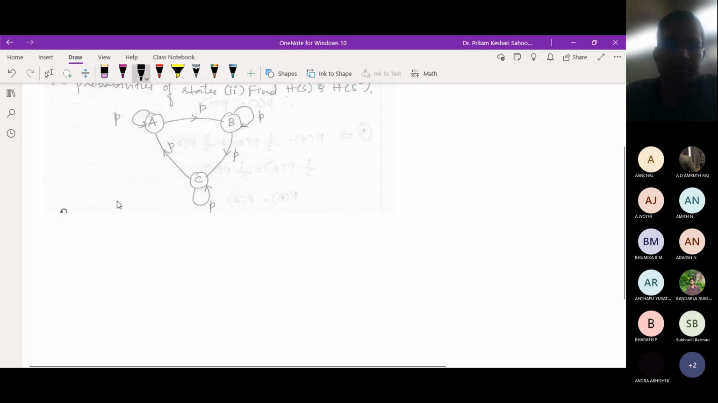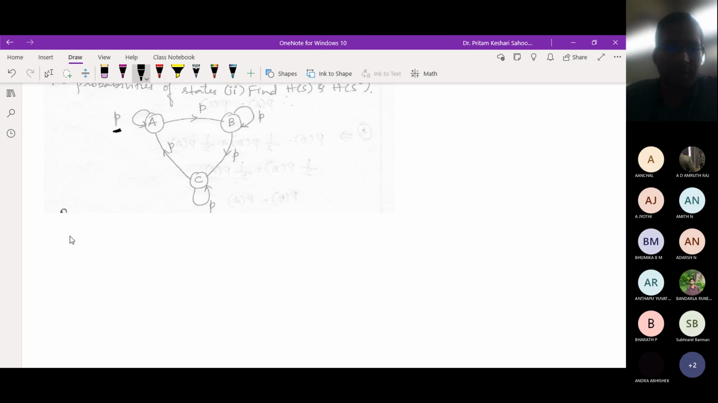Now, hope you understood the first part and hope you understand the diagram. You see in that diagram, the state A is dependent on itself at a probability P. The state A has a transition from state B at a probability P. State C is dependent on itself at a probability P and has a transition to state A at a probability.